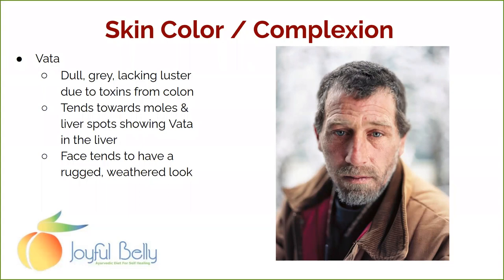So Vata people tend towards moles and liver spots. I remember when I went to Morocco, this is a great example of travel paranoia, right? I went to Morocco, was studying Arabic in Fez, and I saw a spot on my skin, and I immediately thought it was skin cancer, which I would never really think under normal circumstances. But because I was traveling, there's a certain kind of fear of the unknown or being in an unfamiliar place that can make a person a little bit paranoid.